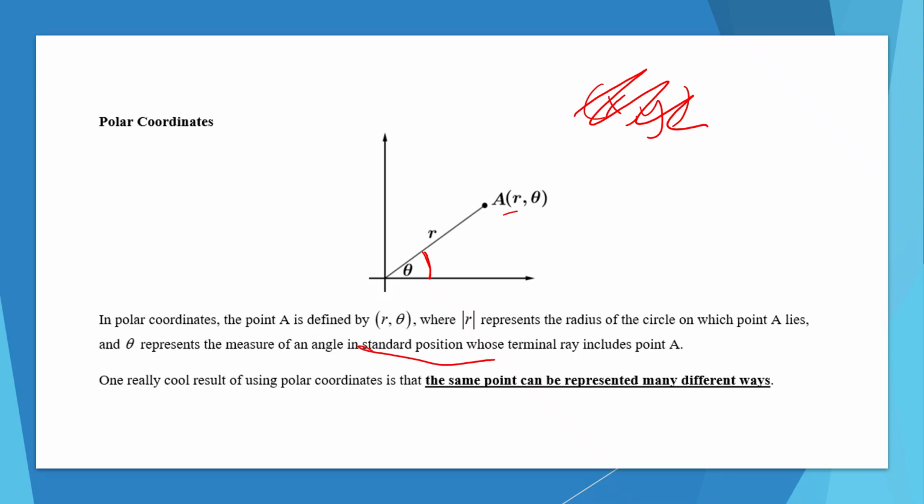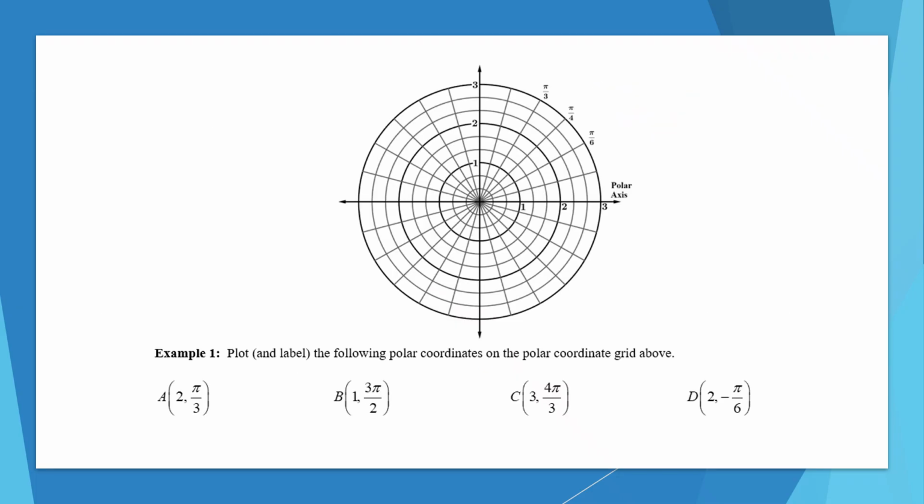So standard position, yep. And so the cool thing about polar coordinates is we can write the same point represented in many different ways. And no better way to show that than with an example. So here, example 1, plot and label the following polar coordinates on the polar coordinate grid above. We have 2 comma pi over 3. So you're going to be looking at this pi over 3 line right here and then plotting the point 2. So that is how we plot a polar coordinate. So let's plot the rest of these.